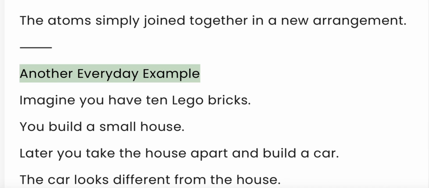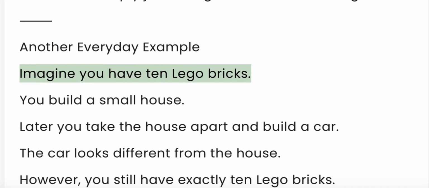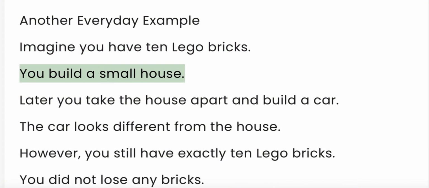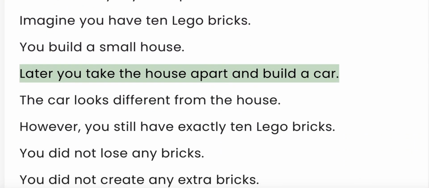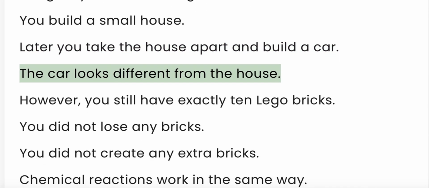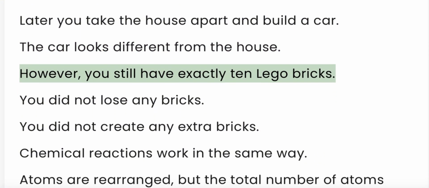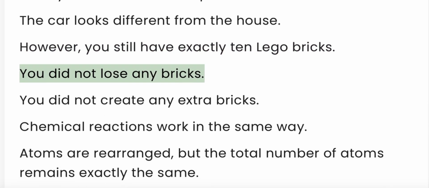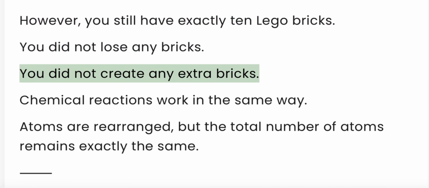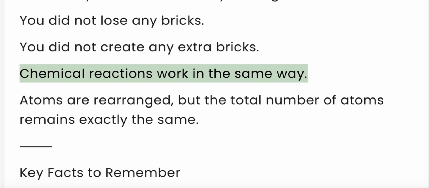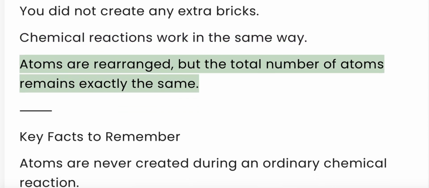Another everyday example. Imagine you have 10 Lego bricks. You build a small house. Later, you take the house apart and build a car. The car looks different from the house. However, you still have exactly 10 Lego bricks. You did not lose any bricks. You did not create any extra bricks. Chemical reactions work in the same way. Atoms are rearranged, but the total number of atoms remains exactly the same.